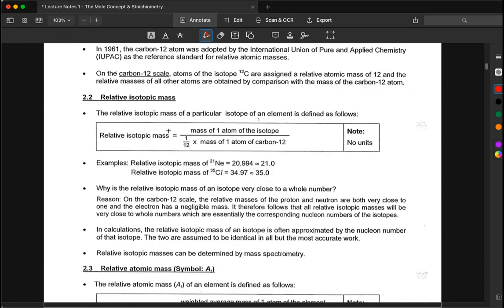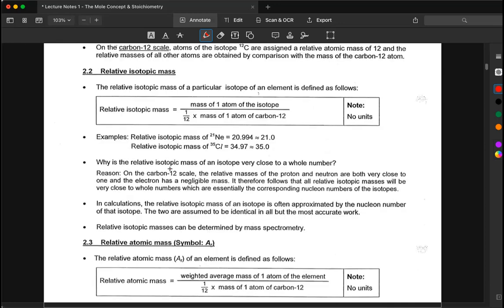Relative isotopic mass means the relative isotopic mass of the isotope. Nothing much. It's the same as atomic mass, just that we are referring to an isotope in particular. And why is the isotopic mass so close to a whole number?